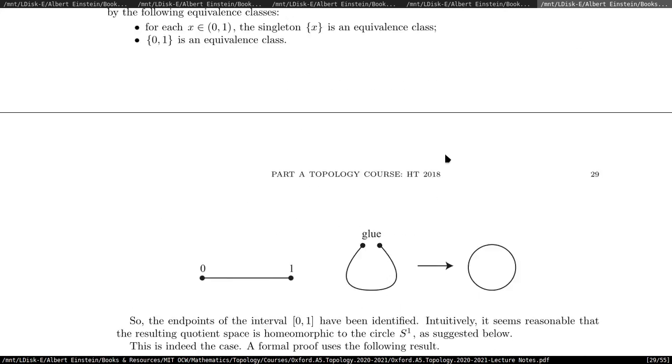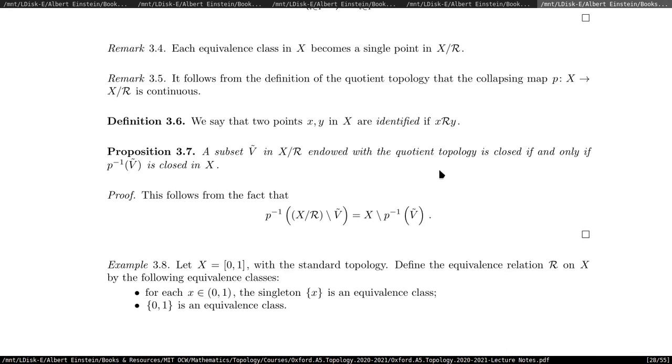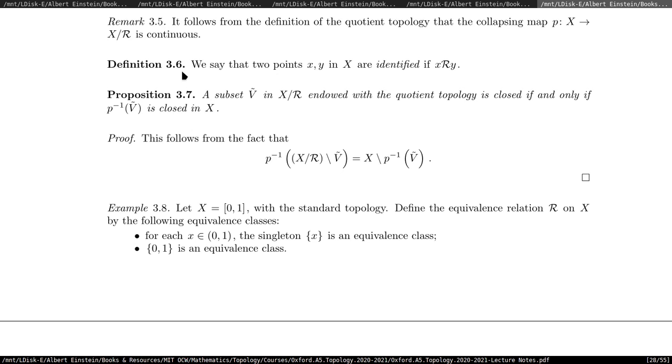So continuing with our quotient topology, this proposition says that if you have a subset in your quotient space endowed with the quotient topology, then this subset is going to be closed if and only if the pre-image of this subset is closed in X. Right? And this is a one-liner. There's nothing really to see here.